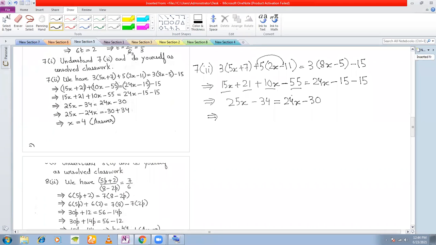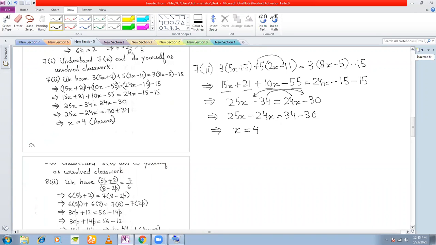Now you take 24x on this side and you take plus 34 on the other side. So you get 25x, you are transposing minus 24x from the right hand side to the left hand side. So this will become 25x minus 24x is equal to minus 30, you're taking it on the other side, so this becomes 34 minus 30. So from minus 34 it will become plus 34. 25 minus 24 is simply x, and 34 minus 30 will give you 4. So your answer is 4.